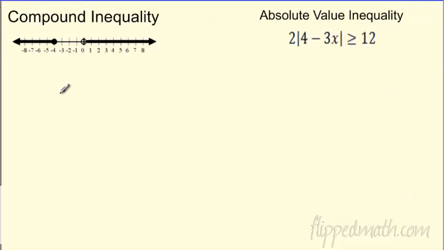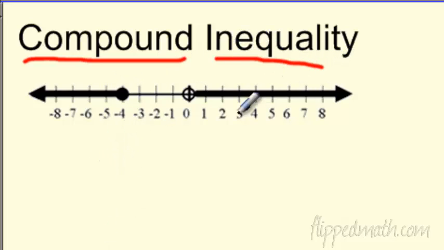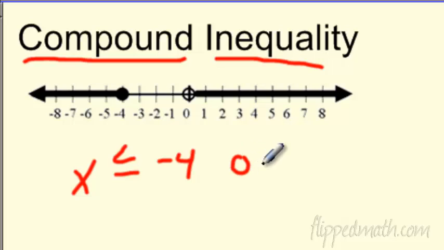Let's break it down. We start with these compound inequalities. All that means is you have two inequalities here. An inequality is greater than or less than, and you've got two of them going on. In this case, I can look at it. This is an or situation. It's x is less than or equal to -4, or x is greater than 0.